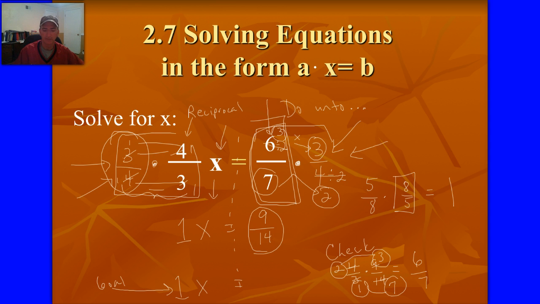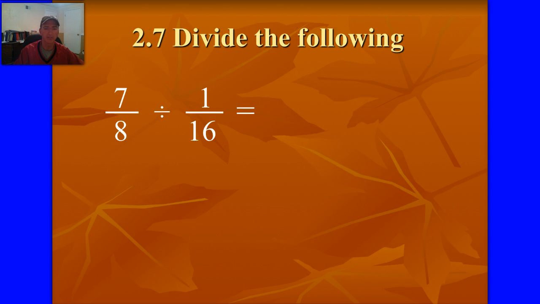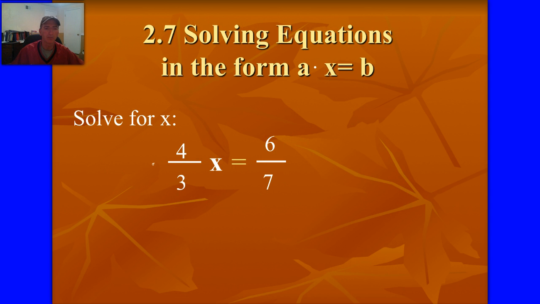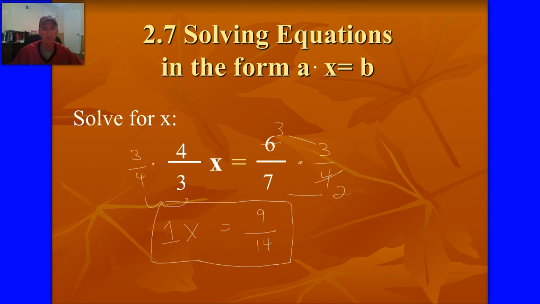So, recap for you. I'm going to recap this, clear my screen, and show you one more time. What we did is we multiplied it by 3/4 because it's the reciprocal. That gave me 1x. So I did the same thing over here. Okay, I realized that 4 divided by 2 is 2, and 6 divided by 2 is 3. But 3 times 3 is 9. 7 times 2 is 14. I checked it for you. We saw that it is true. So the answer to the question is 9/14.